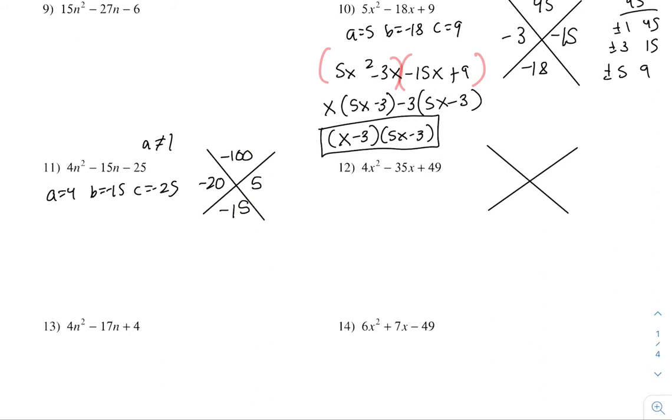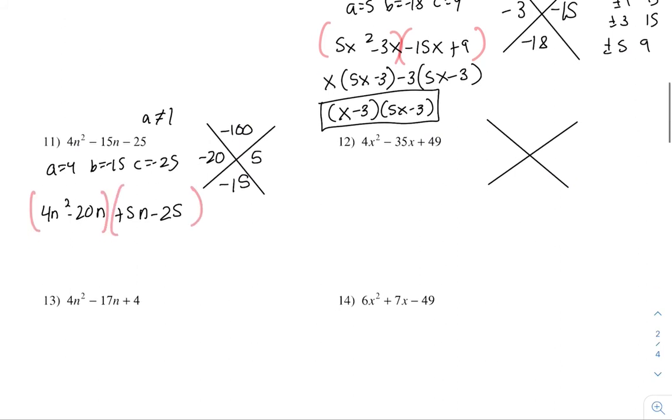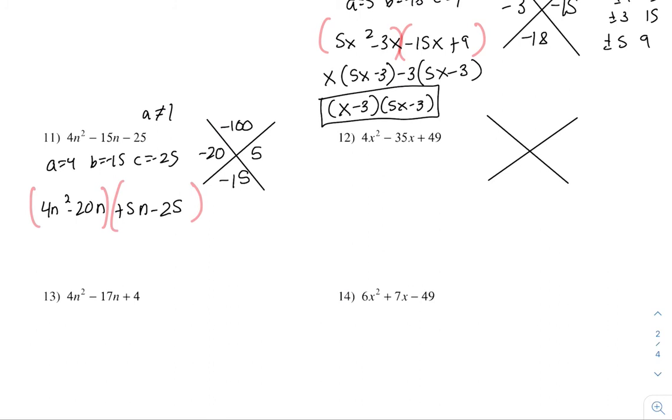Since A is not 1, you write the first term and the last term. And then we put the two numbers we just found in the X method in the middle. So negative 20n and 5n. Okay, so we group these. From the first set of parentheses, we can factor out a 4 from both 4 and 20 and an n. So 4n, we get n minus 5. Second parenthesis, factor out a 5 from 5 and negative 25. So plus 5, we get n minus 5. Factor out an n minus 5 from both, so we get 4n plus 5 times n minus 5.